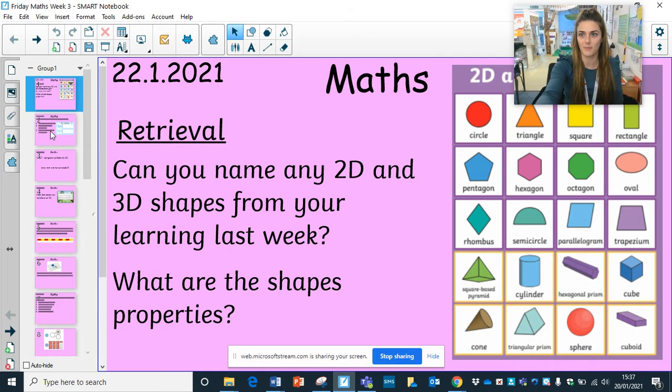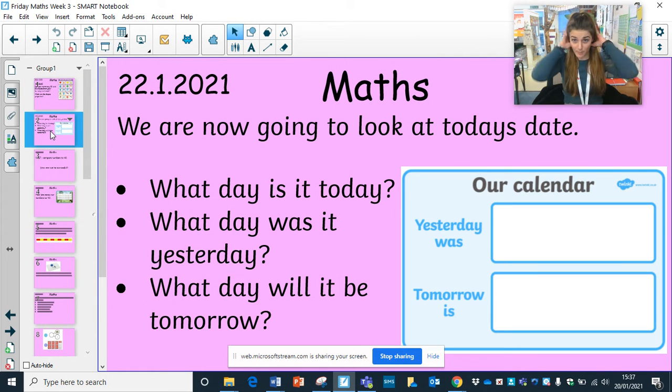So as always, looking at the calendar, to look at today's date. What is it today? What was it yesterday? And what will it be tomorrow? You might even want to discuss the weather. What is the weather like, or the seasons as well? We will start to introduce that. I know we do that in school as well. So that might be worth you discussing with somebody, or you can draw or write this down.